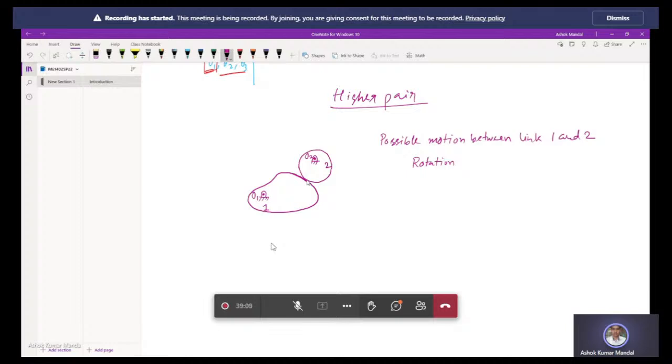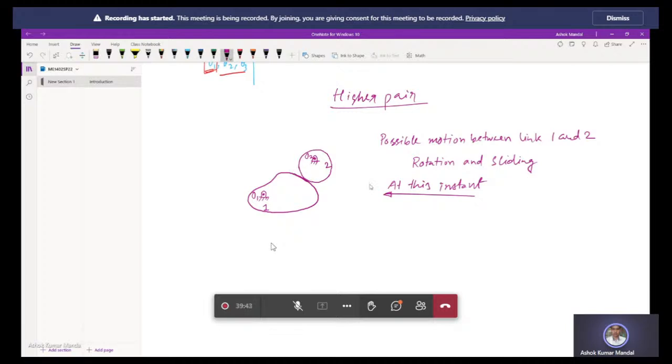Rotation and sliding. Okay, but now let us understand what happens at this instant. At this instant, what is happening? If you consider the contact point here, we are saying it can rotate and it can roll.